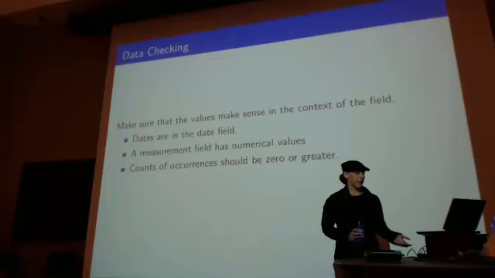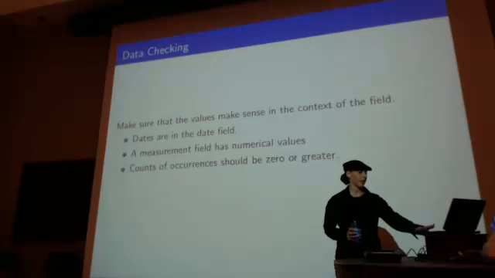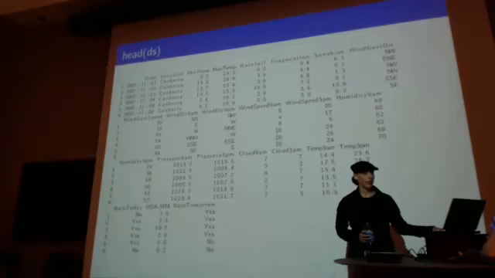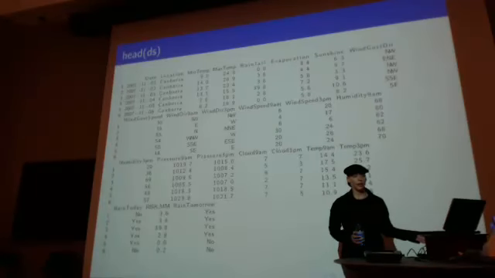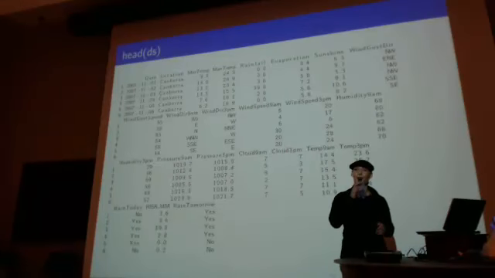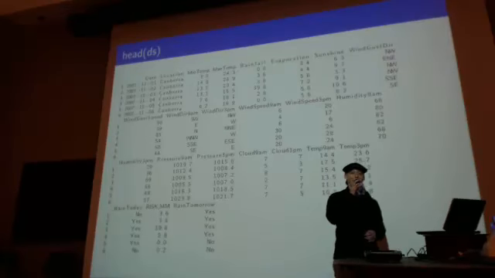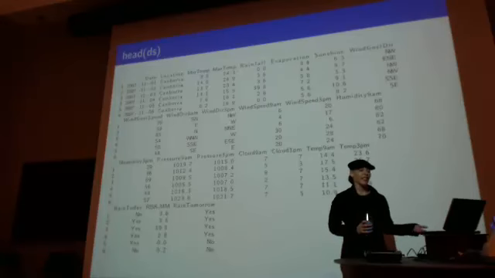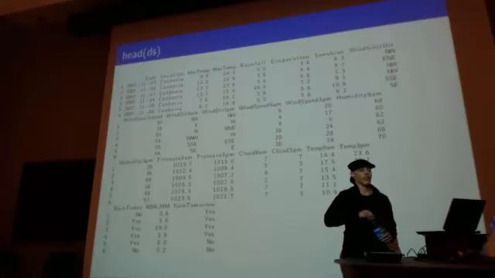So dates are in the date field. Measurement fields have numeric values, and counts of occurrences are greater than 0. That looks good. Once again, with those questions in mind, check again. So sunshine has a value. I don't actually know what sunshine is measured in. It's just some number. I'm accepting it. This is how the data set came. But that's the thing that you want to know: how did you measure sunshine?